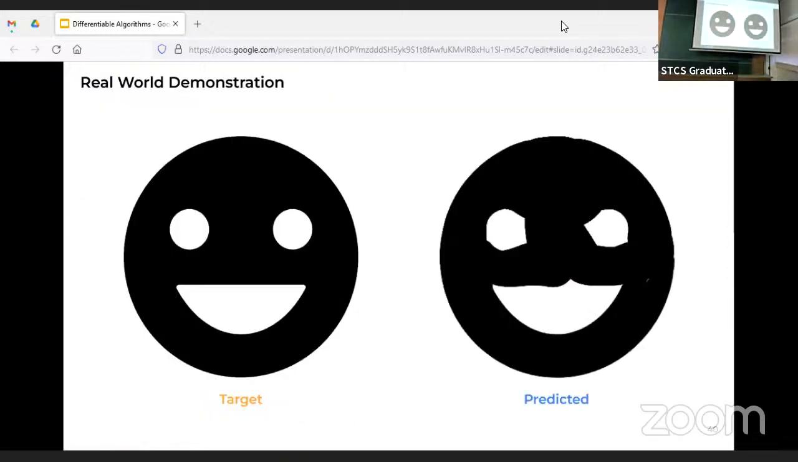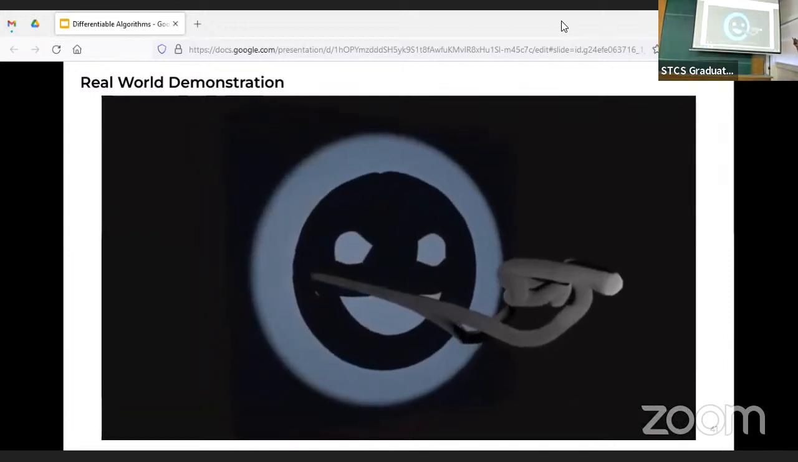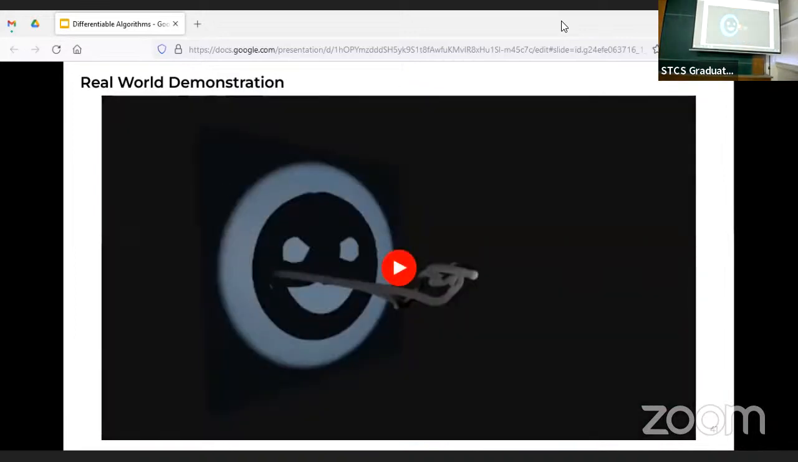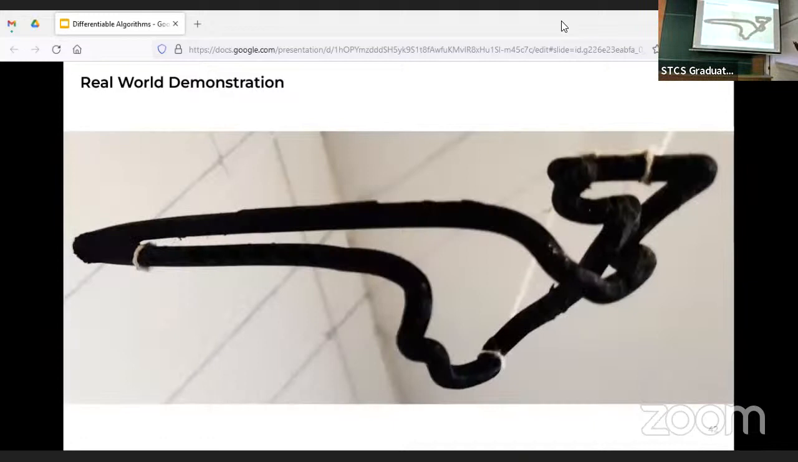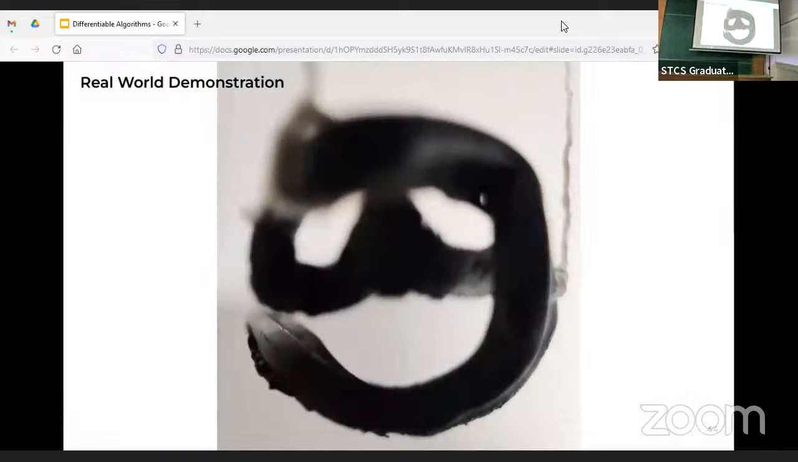And we also created a real-world demonstration. Given this target image, this is what our network learned. This is a shadow, and when you look at it from that location, this tube would also appear like a smiley. We took the knot shape and created a 3D print of it. And we shone light, and this is the smiley. And this is how it looks. So I carry this structure with me. I can show it up top.